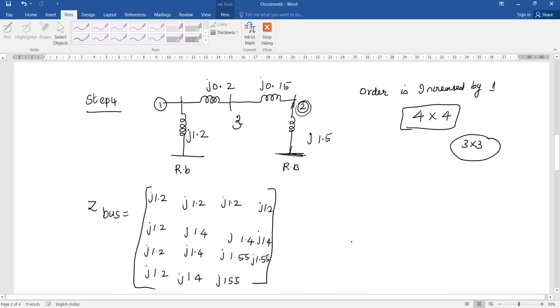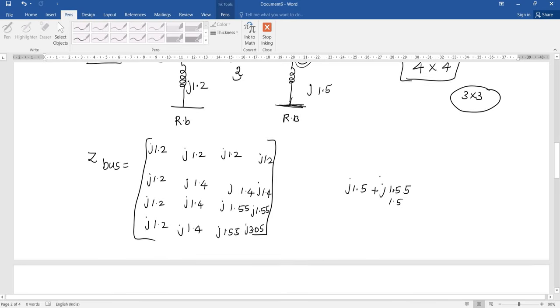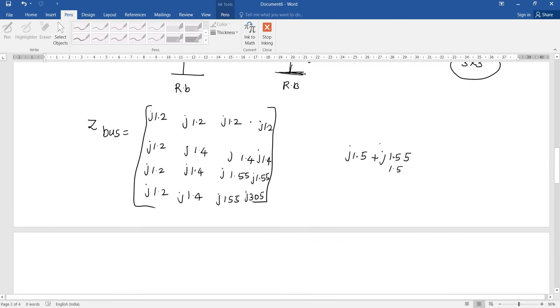How to find out the last element? The last element is obtained by j1.5 added with j1.55. So the answer is j3.05. But what I have to do? I am going to eliminate the last column and the last row. Then only we get the required matrix. These two should be eliminated.